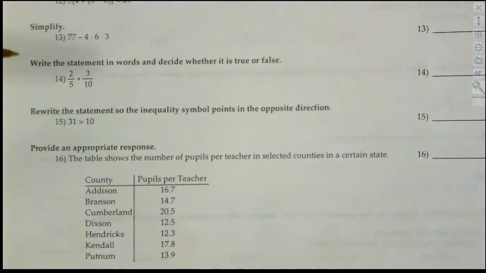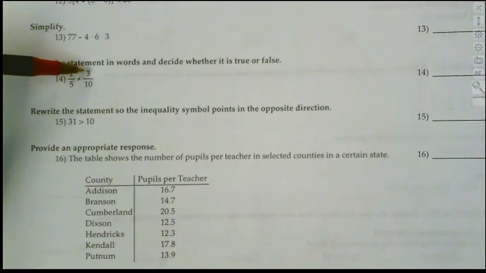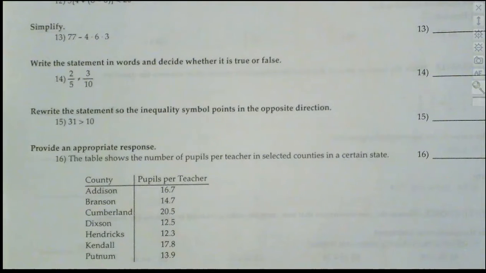Okay, so how would we write this in words? Well, if I was going to write this in words, what would I say? I would say 2 divided by 5 is not equal to 3 divided by 10. So I'd write that as 2 divided by 5 is not equal to 3 divided by 10. And would that be true or would that be false? Which one do you think?